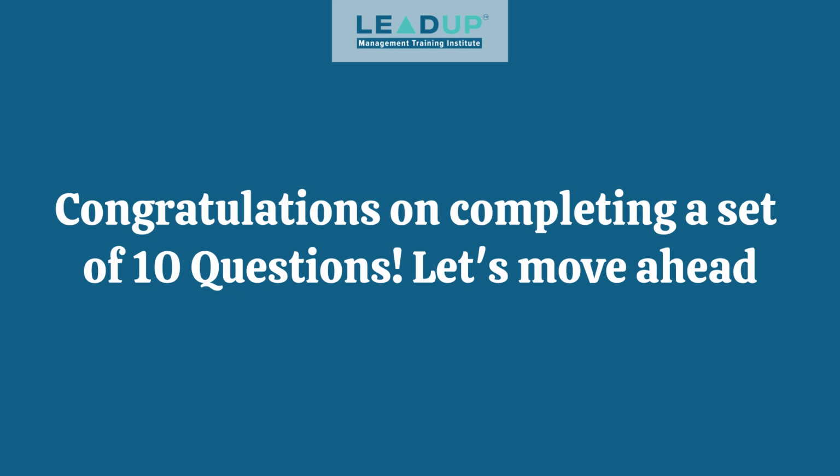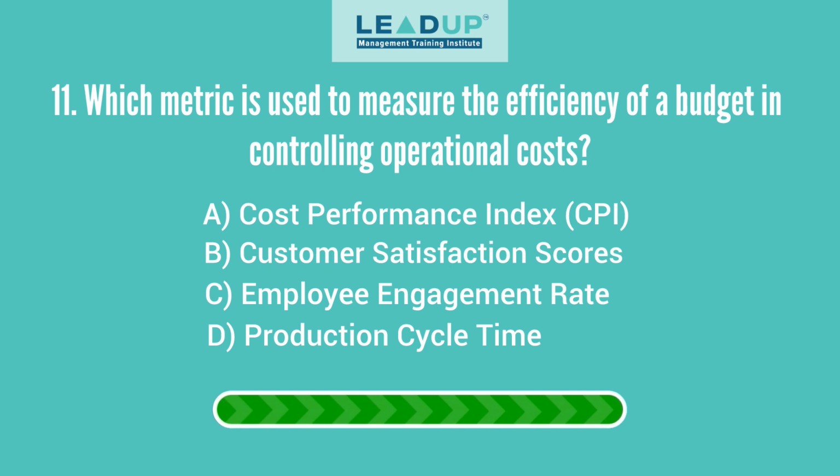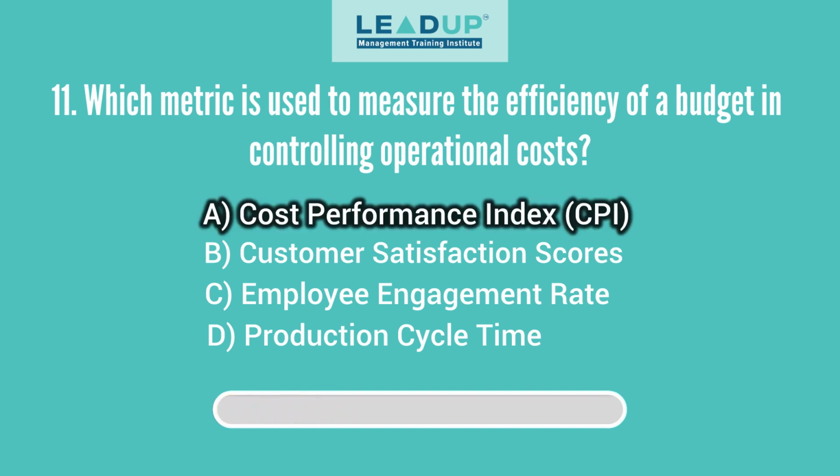Congratulations on completing 10 questions. Let's move ahead. Question 11. Which metric is used to measure the efficiency of a budget in controlling operational costs? A. Cost Performance Index, CPI, B. Customer Satisfaction Score, C. Employee Engagement Rate, and D. Production Cycle Time. The answer is Cost Performance Index, CPI.